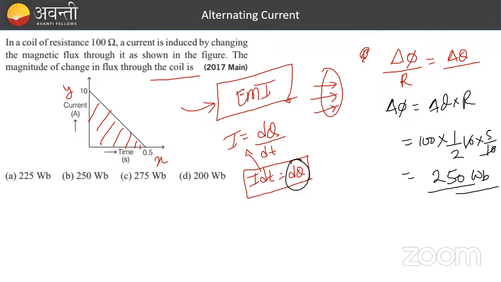Only when you do the question will you understand where you are lagging. So that is very important. Done. So here the answer is 250 Weber.